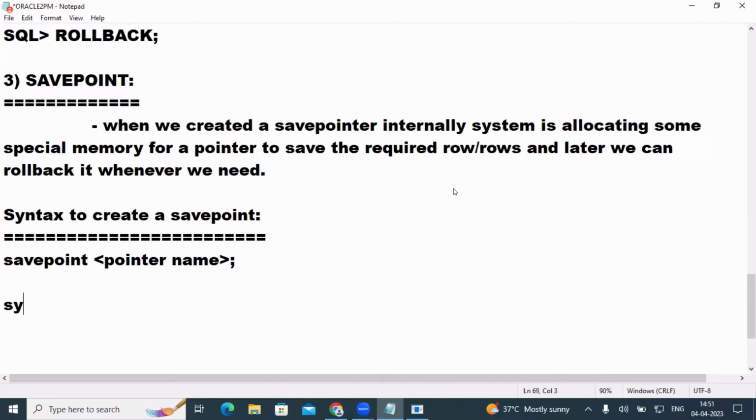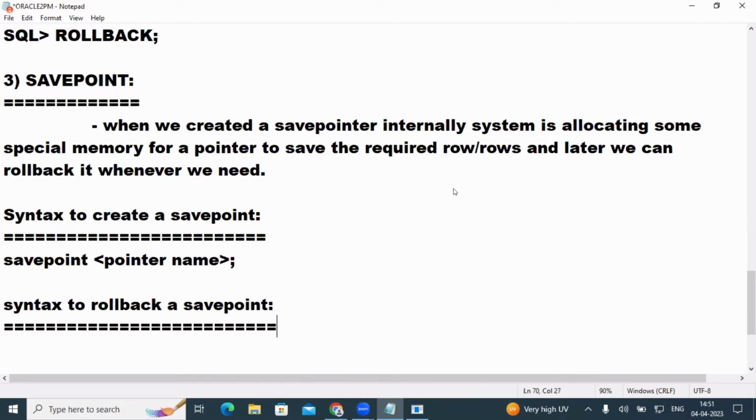Okay, next one. Syntax to roll back a save point. Syntax will be: rollback to save point, pointer name. Rollback to save pointer.